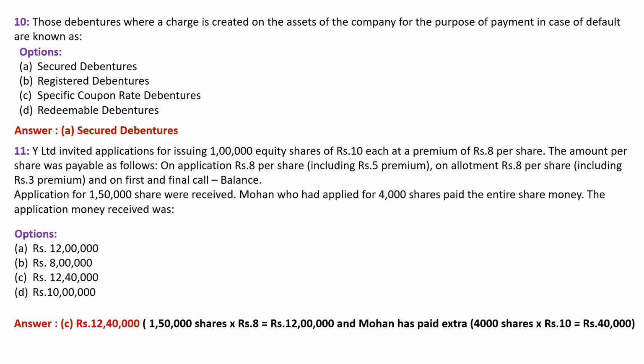The answer here is C, 12 lakh 40,000. And how is it calculated? The money received is for 1,50,000 shares multiplied by 8, so it is 12 lakh rupees, right? Because on application the money collected is 8 rupees per share. But there is one shareholder, Mohan, who has paid extra. And how much extra has he paid? He has paid the allotment money of 8 rupees plus the first and final call money of 2 rupees, right? So Mohan has paid extra for 4,000 shares into rupees 10, that is 40,000. So 12 lakh plus 40,000 is 12 lakh 40,000, which the company has received. Hence answer C is the correct answer.